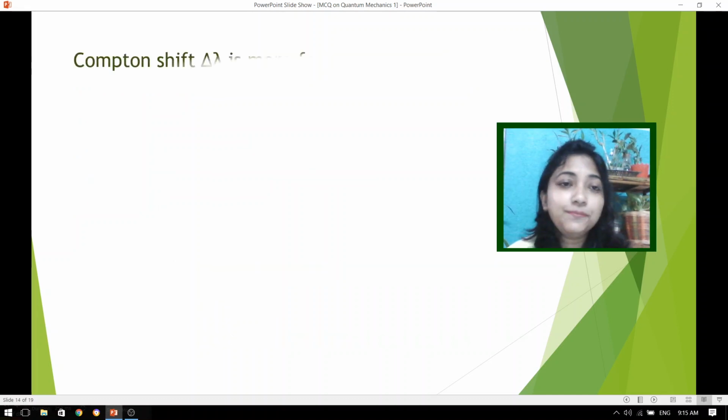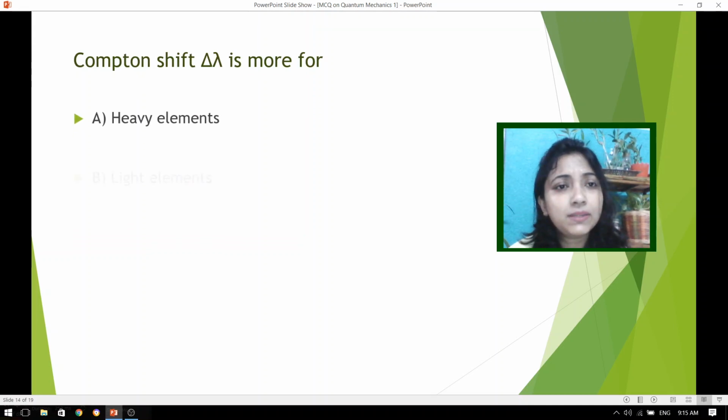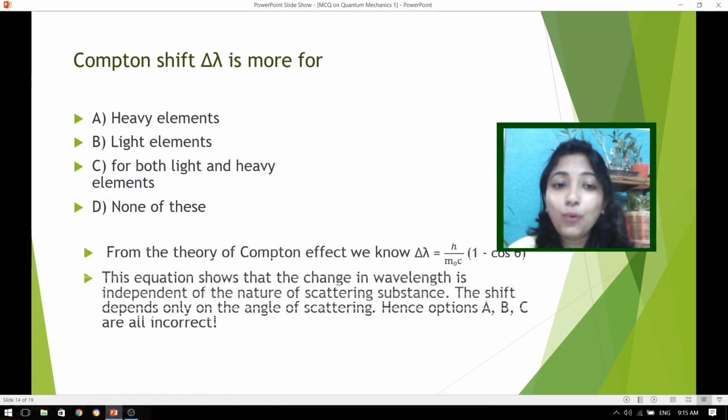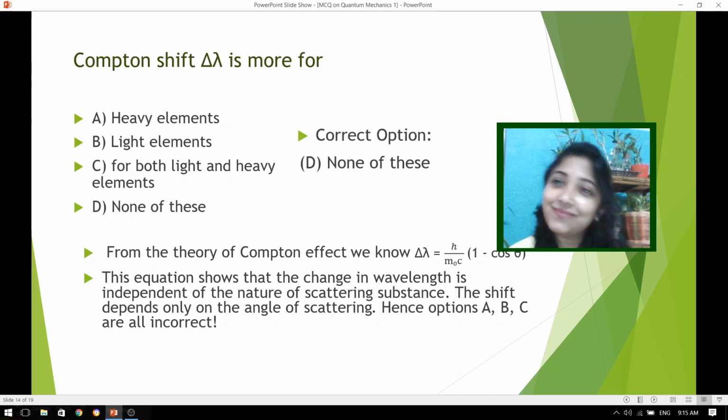What is our next question? Compton shift delta lambda is more for: heavy elements, light elements, both light and heavy elements, or none of these? We know from the theory of Compton effect that delta lambda, the Compton shift, is given by h by m0c times (1 minus cos theta). Over here, there is no contribution from the target element, be it heavy or light or whatever. So, options A, B and C cannot be correct. Eliminating all these three, we are left with option number 4, which is none of these. Alright?